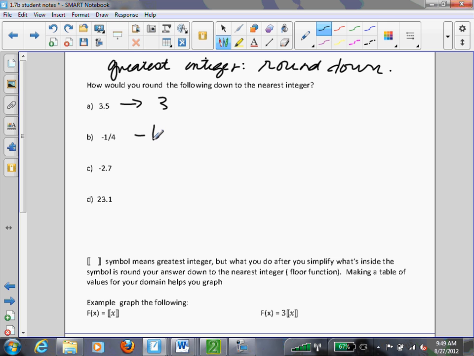-1. You're going to want to think 0, but remember, we got to go left. And the nearest integer left of -1/4 is -1. Okay, -2.7, -3. You're going left, left, okay?